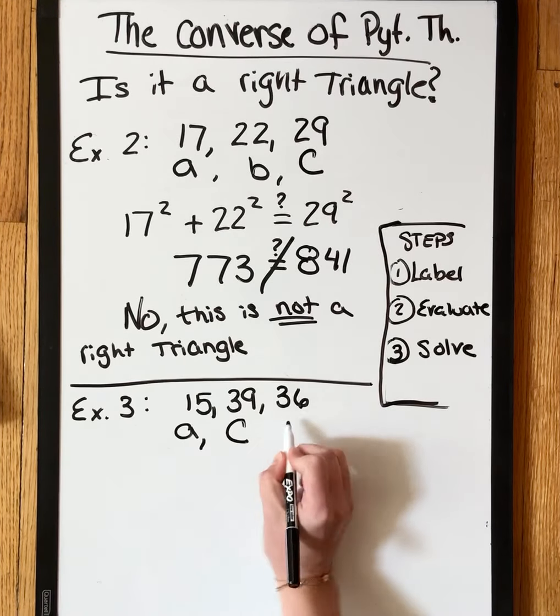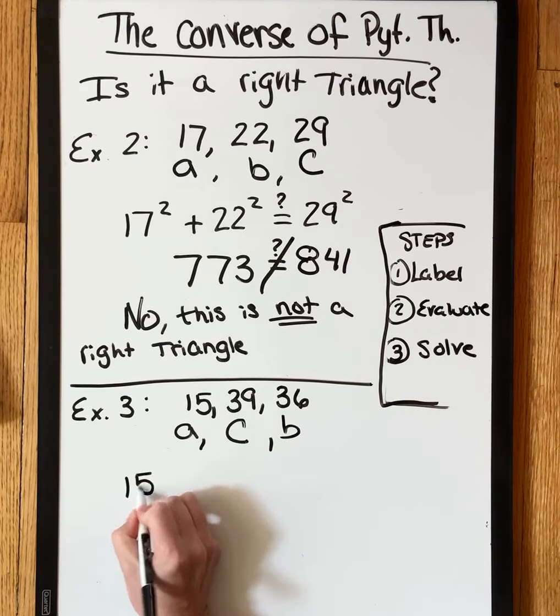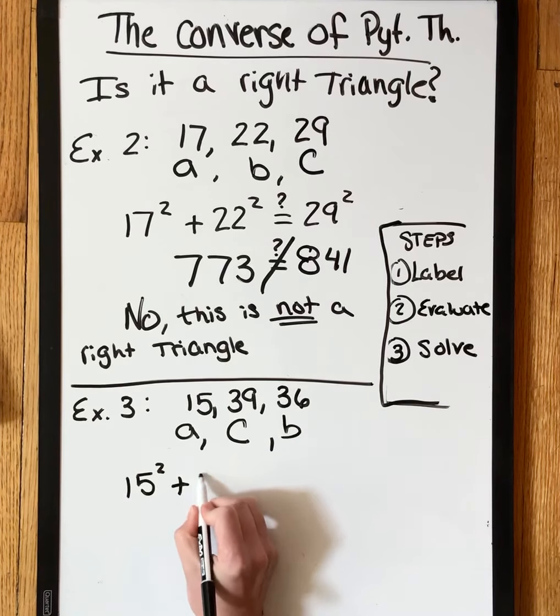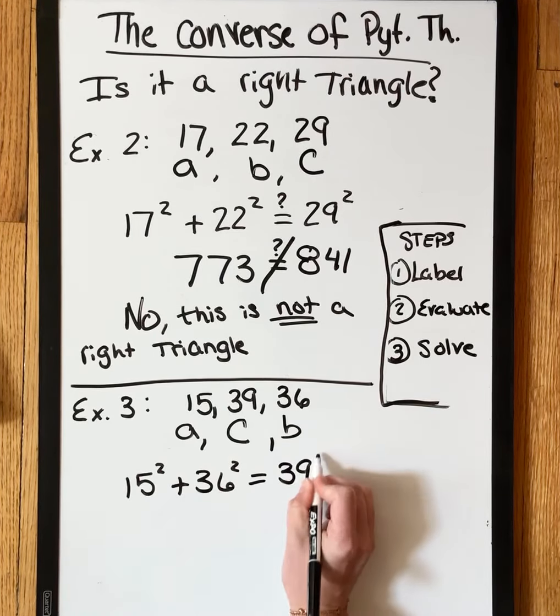I then label my other ones. Just double checking that when I evaluate this, I do in fact get A squared plus my B of 36 squared equals my C of 39 squared.